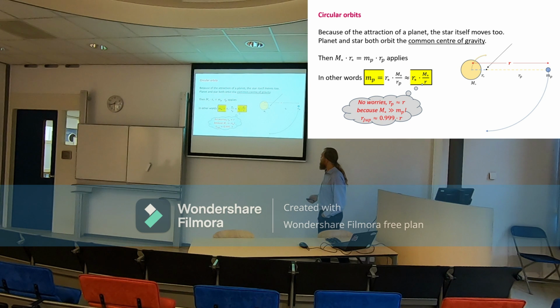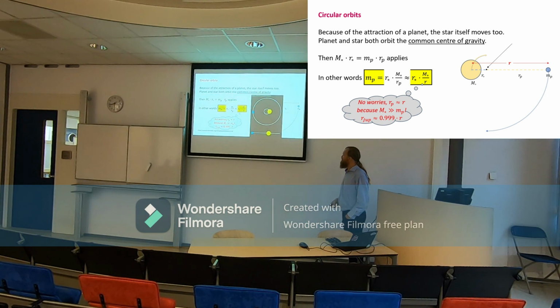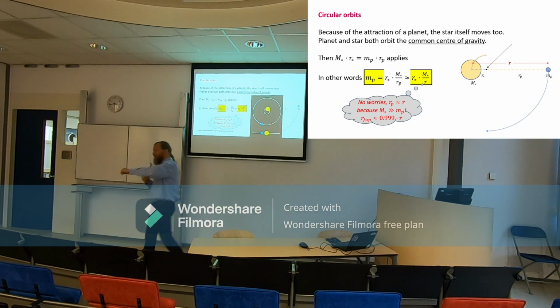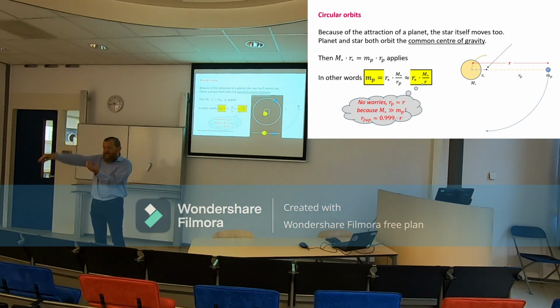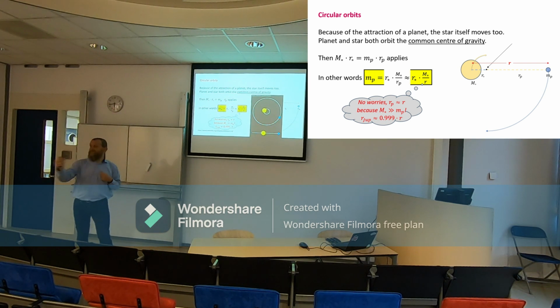And how it looks is like this in animation, of course. A top view and a side view. You see that the star also moves because of the planet. They spin around a center of gravity. It's not that the star is standing still and the planets rotate around that. No, they both rotate around their center of gravity. And the heavier the planet is, the bigger the orbit of the star.